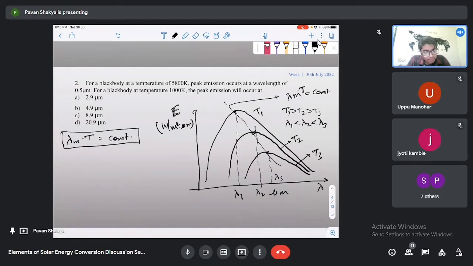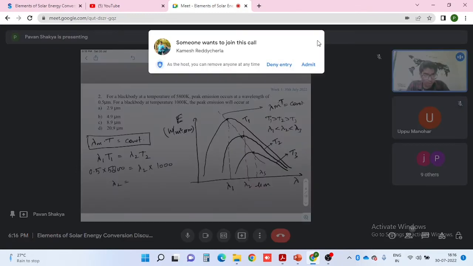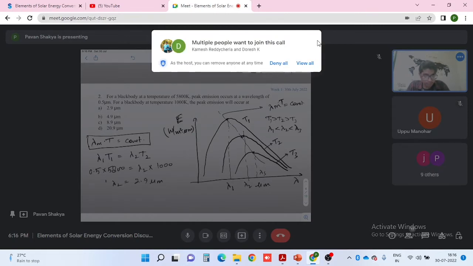For the first case, the given temperature is 5800 and the maximum peak occurs at a wavelength of 0.5. So from the above formula, we can write that lambda 1 T1 equals lambda 2 T2. For the first case, lambda 1 is 0.5, whereas T1 is 5800 Kelvin, equal to lambda 2, which has been asked, and the temperature for this case is given as 1000 Kelvin. If we solve this, we will find that lambda 2 equals 2.9 micrometer. So the answer of this problem will be the first one, 2.9.